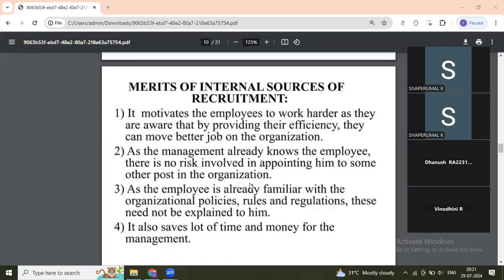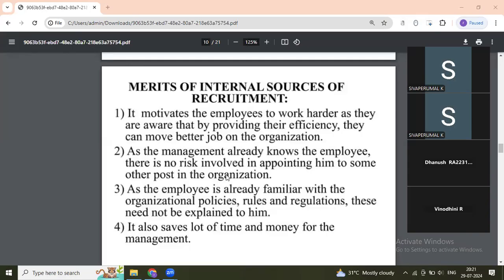But if we are hiring an existing employee into another position, we don't need to explain everything about the company, which means vision, mission, policies, rules and regulations, policy making. These are things we don't need to explain to them, because they already know about this company. So this is one of the merits of the internal sources of recruitment.